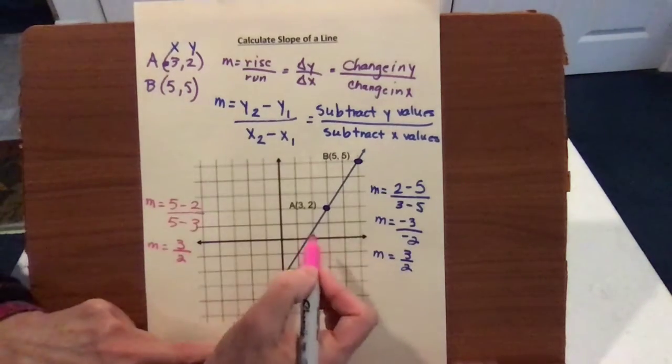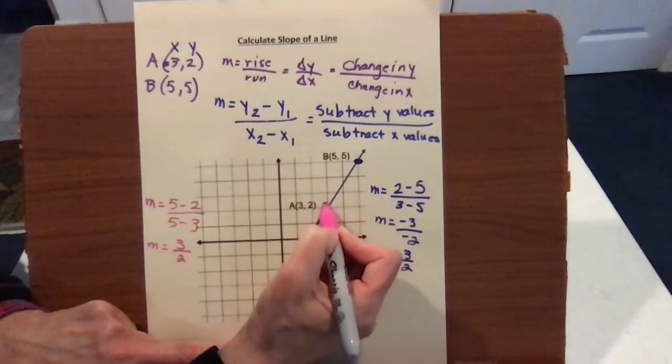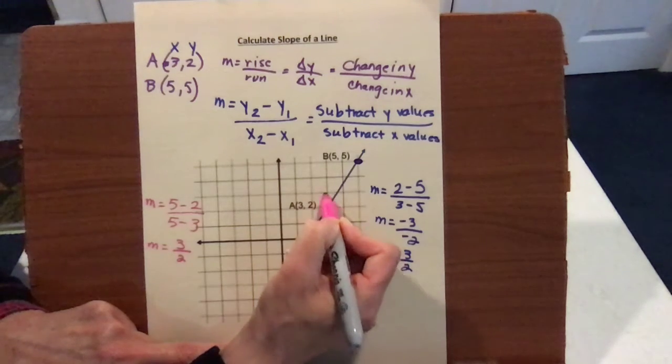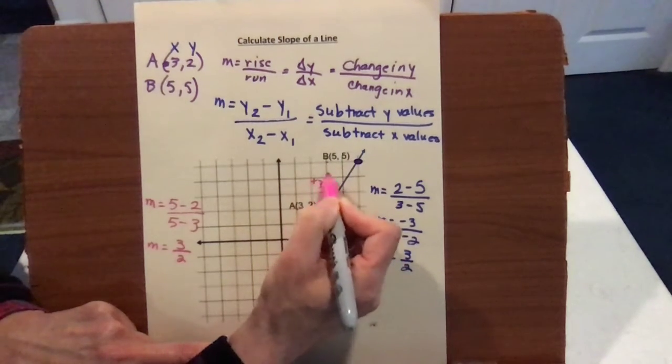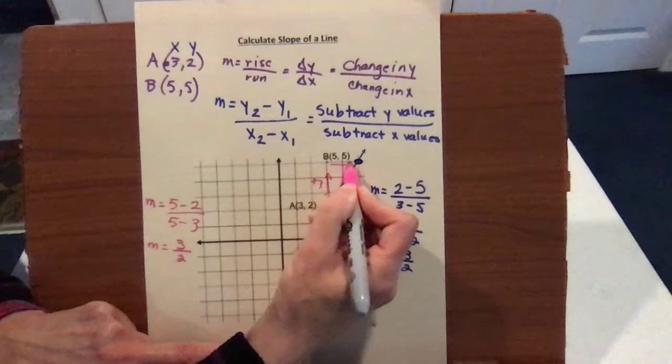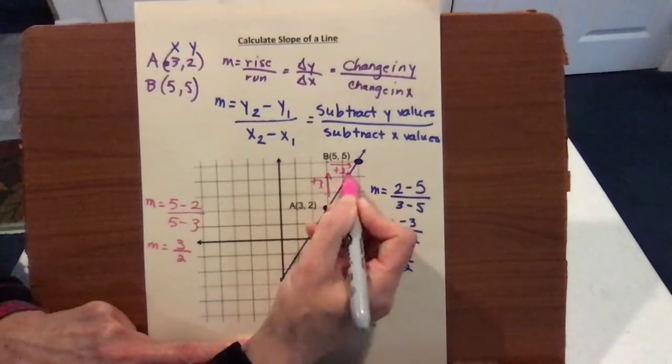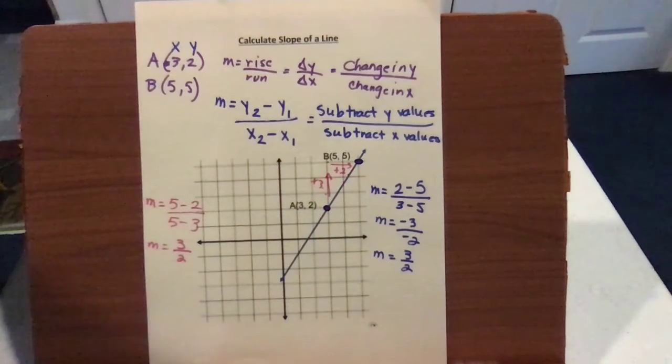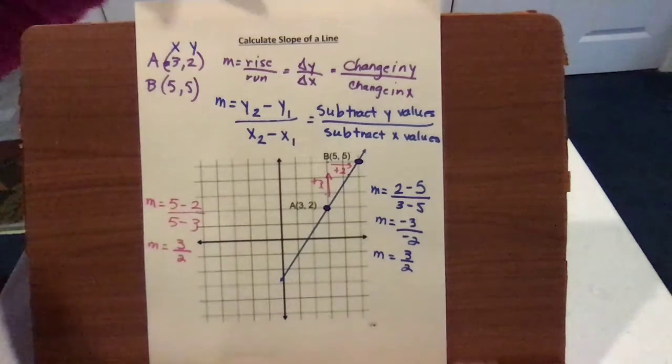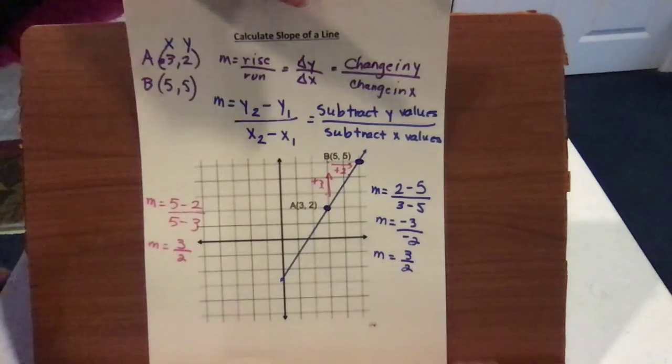And as you can see from what we did for counting, if we count from A to B, 1, 2, 3, positive 3 going up, and running 2, it's 3 over 2. So we'll get the same answer whether we count or calculate. For calculating, you don't have to have the coordinate plane. You don't have to graph your line.